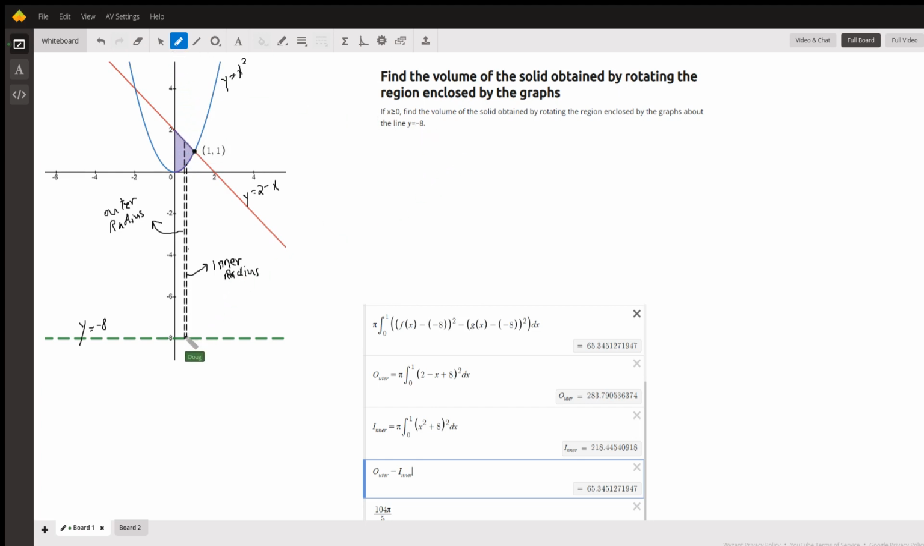In the washer method, your typical washer is perpendicular to the axis of revolution. And we talk about an outer radius, which is the distance from the axis of revolution to the outermost part of the washer, and the inner radius, which is the distance from the axis of revolution to the inner part of the washer. So let me move this up here.